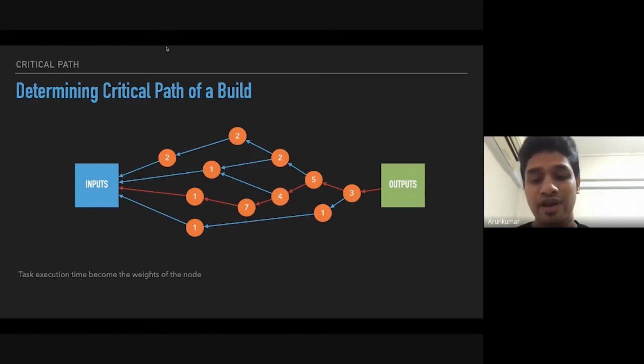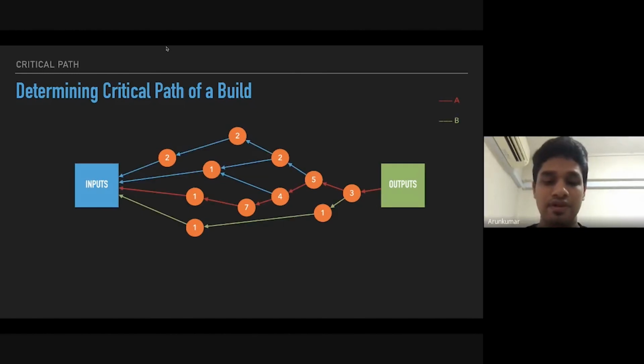Now let's find out how this negatively influences the build. Let's take another fast path here. So obviously this is going to be a fast path. It's only 5 points, whereas the other one has a considerably high amount. So I'm going to name them A and B, right? B is definitely going to finish faster because the time taken for it to execute is very little. However, A is going to do this.